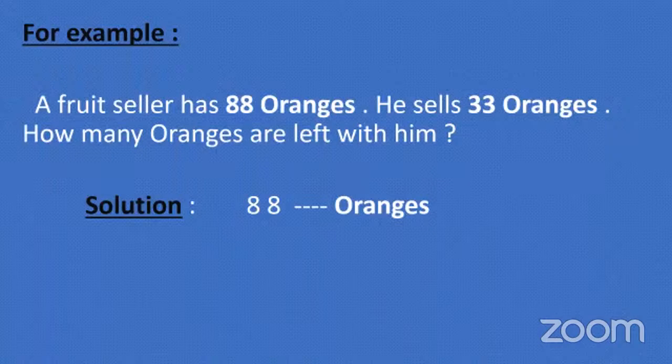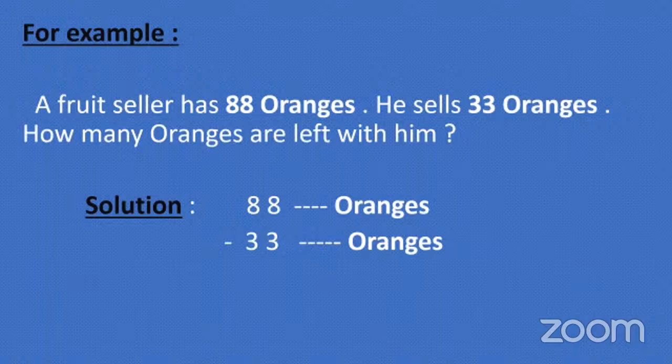So 88 oranges, then the subtraction sign, and below that we write the smaller number. Which is the smaller number here? 33 oranges. So we will now subtract. 8 minus 3 is 5. And the next one is 8 minus 3, 5. It means 55 oranges. Now 55 oranges are left with him.